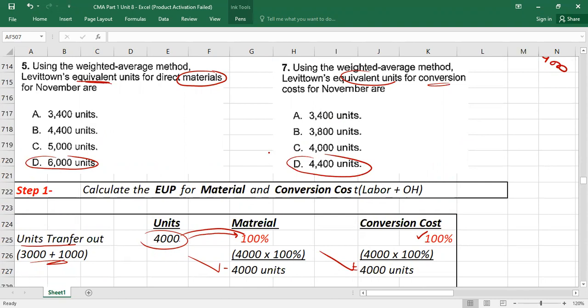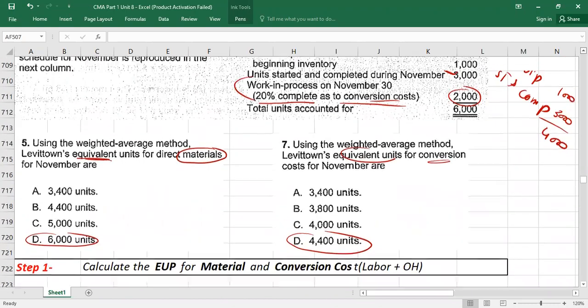Now let's complete the FIFO method first. It's now your duty to retain this knowledge, please. Retain these formats in your mind. I'll explain. Now we are going to talk about the FIFO method.